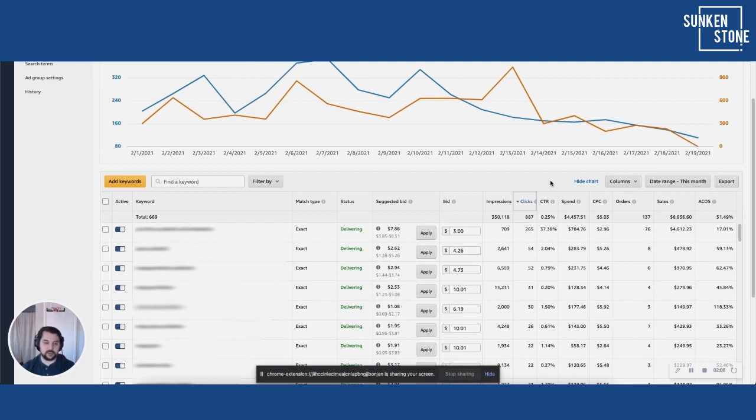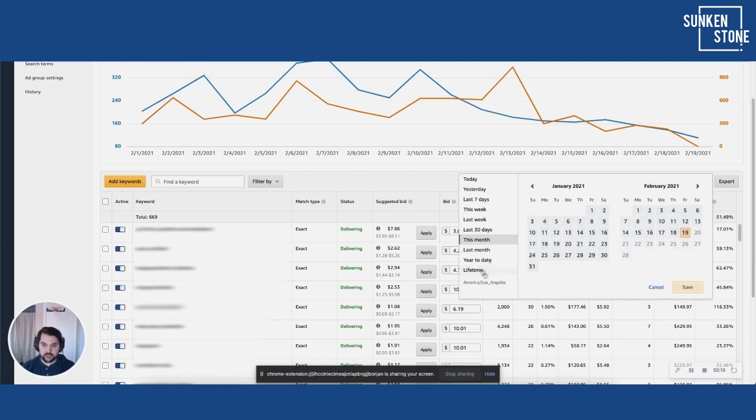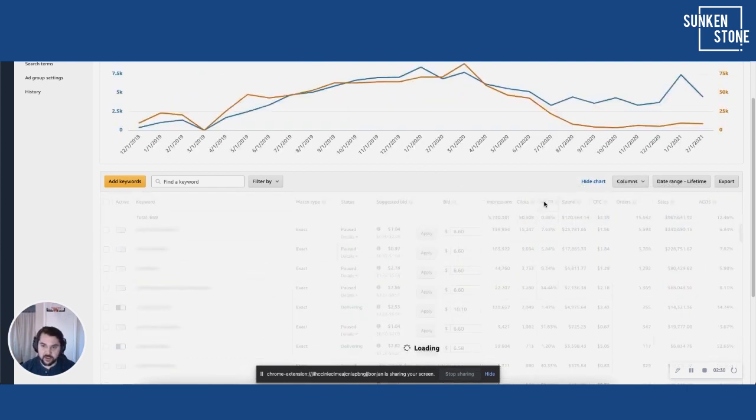But here's a special thing that you might not have thought of: you can set the date range. I like to go lifetime. You can do this both ways. You can look at lowest click-through rates, and you can look at highest click-through rates. So we're going to start with the highest ones.